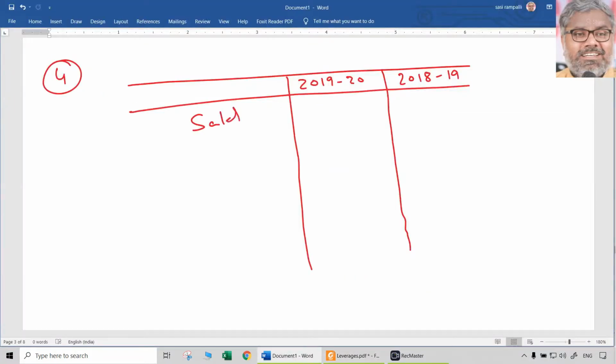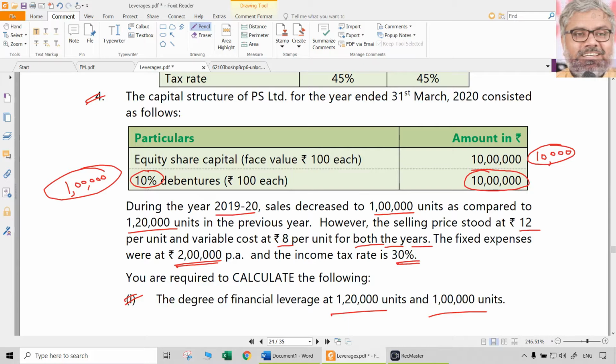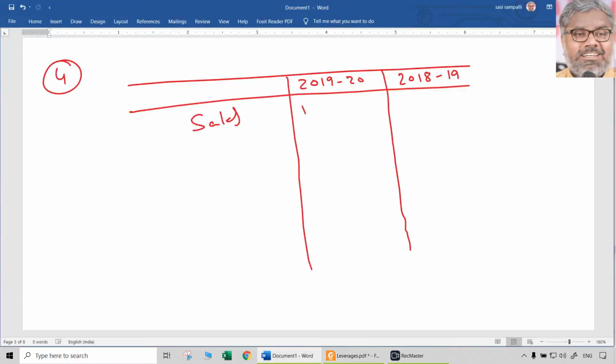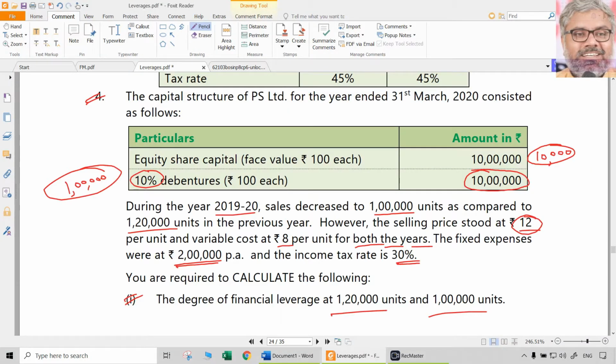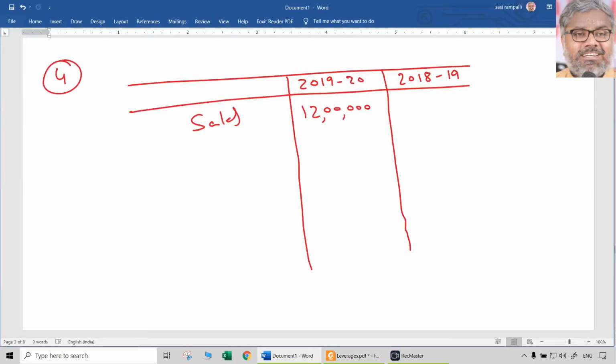Now sales, now 1 lakh units, earlier 1,20,000 units, but selling price is same, 12. So current year sales will be how much? 12 multiplied with 1 lakh means 12 lakhs. Last year sales would have been how much? 12 multiplied with 1,20,000, which means 14 lakhs 40,000.